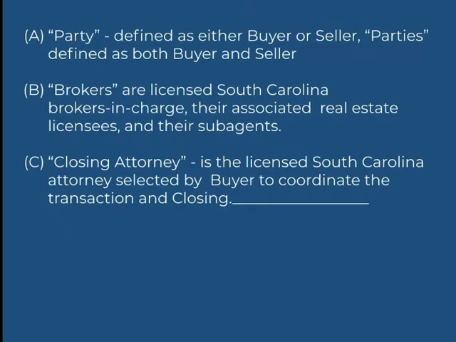It's pretty simple. Brokers are licensed South Carolina brokers in charge, their associated real estate licensees, and their subagents. So all of the agents under broker in charge are considered brokers as far as this contract form is concerned. The closing attorney is the licensed South Carolina attorney selected by the buyer to coordinate the transaction and closing. The line is there so that you can insert the name of the attorney that your buyers want to use for the closing. If you do not have an attorney at the time the offer is being written, you can put TBD, to be determined, in that spot. But it should have something in the spot.